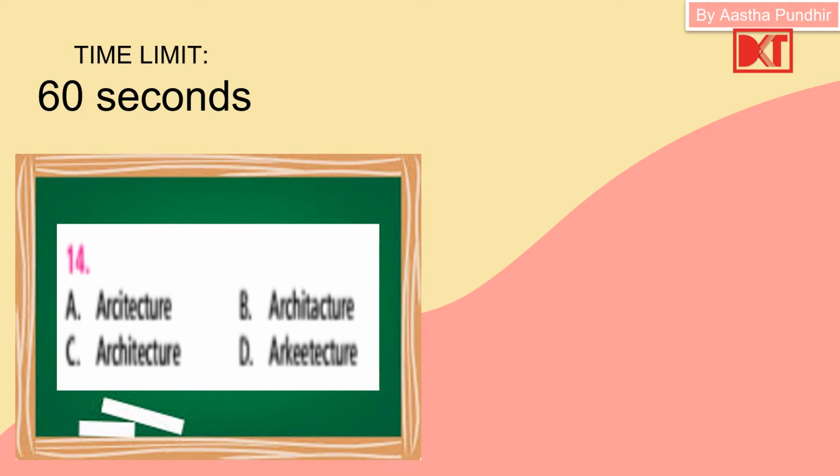Alright, now here the word we have is architecture, and the correct spelling is C. Architecture is the term which is used to describe buildings, physical structures, these monuments, that's architecture.